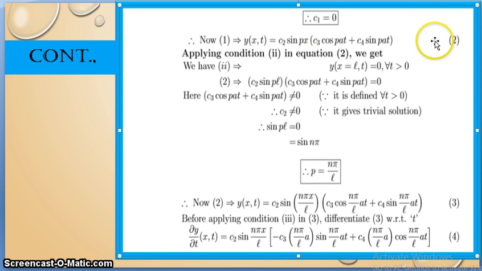What is the next step? Substitute 2 into the boundary condition. Put x equal to L in equation number 2. So I can put x equal to L. Then we can write C3 cos pat plus C4 sin pat equal to 0.